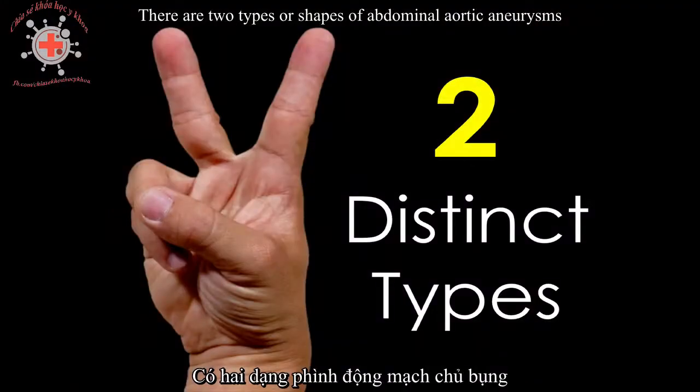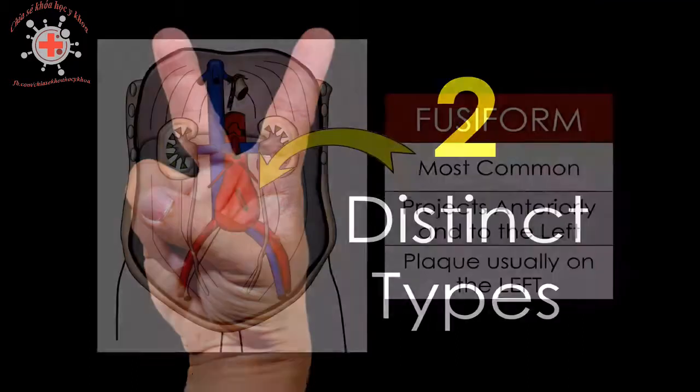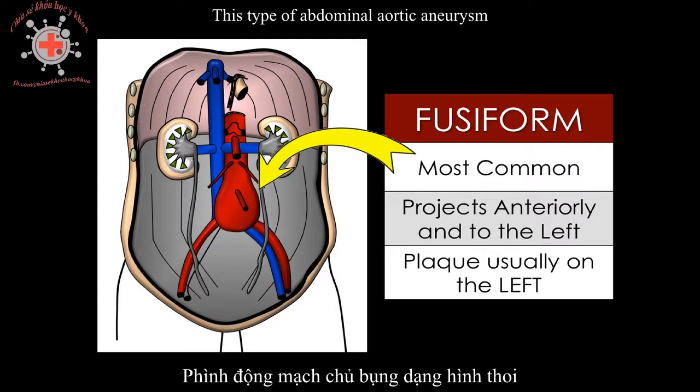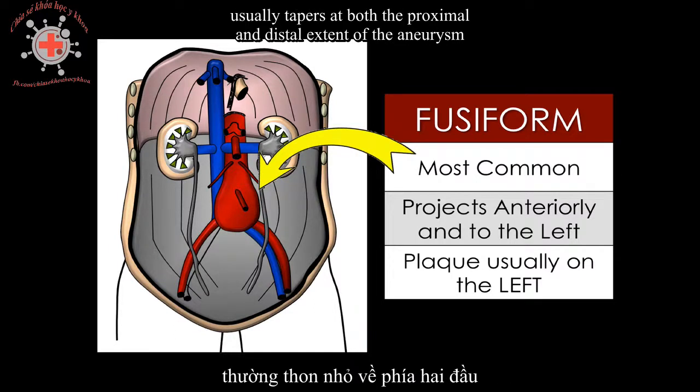There are two types or shapes of abdominal aortic aneurysms. The most common by far is the fusiform type. This type of abdominal aortic aneurysm usually tapers at both the proximal and distal extent of the aneurysm.